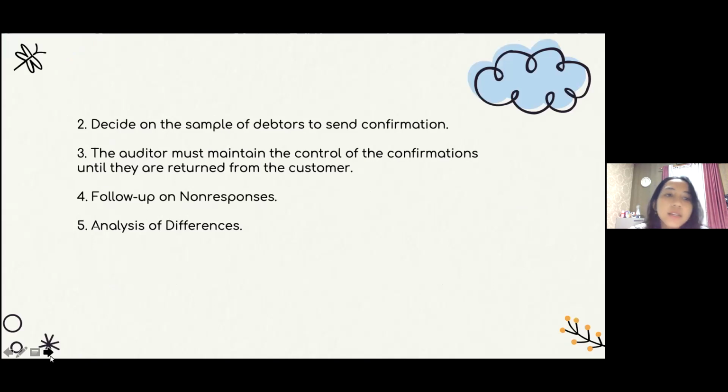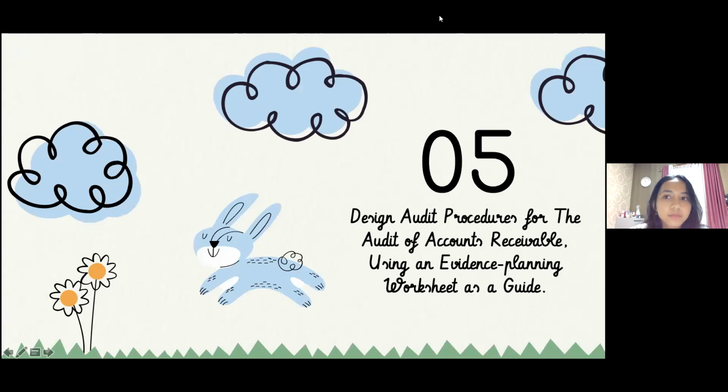The second step is to decide on the sample of debtors to send confirmations to. Then the auditor must maintain control of confirmations until they are returned from the customer, and then follow up on the non-responses. The last step is analysis of the differences.